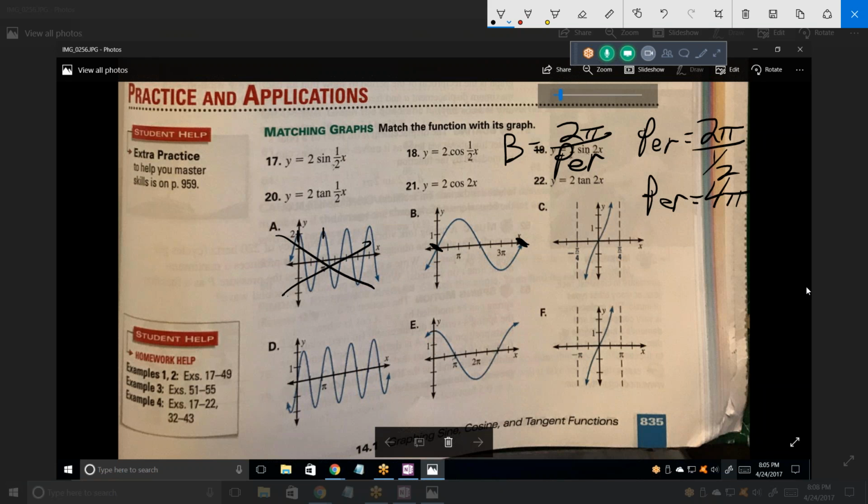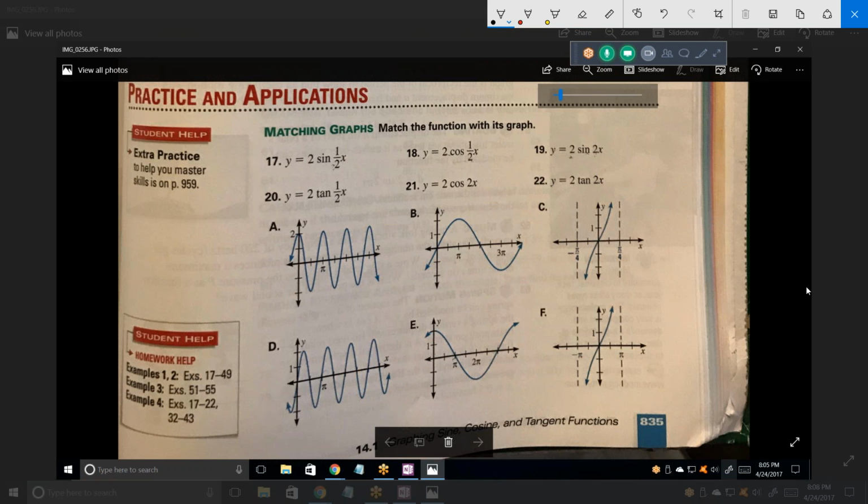Every 2 units is a pi. That's 2 grid marks for 1 pi. There's 2 pi, there's 3 pi, there's 4 pi. That's what we're looking for. Our B of 1/2 indicated that we needed a period of 4 pi, and that's what we got. We got an amplitude of 2 and a period of 4 pi. So B goes with 17. Let me erase all the ink and now put that B back.